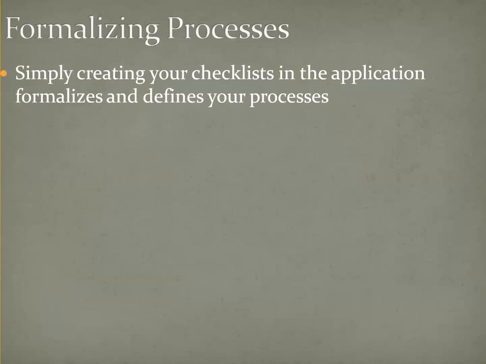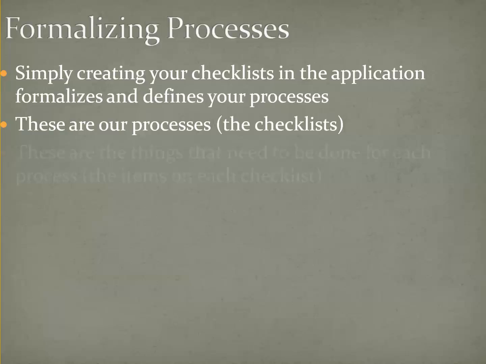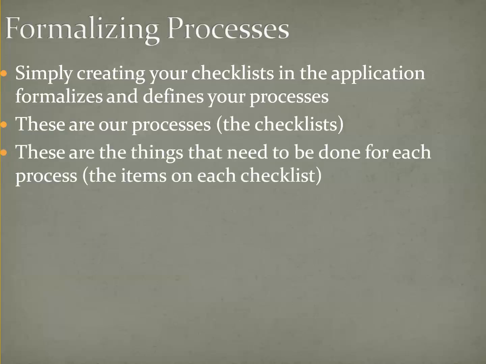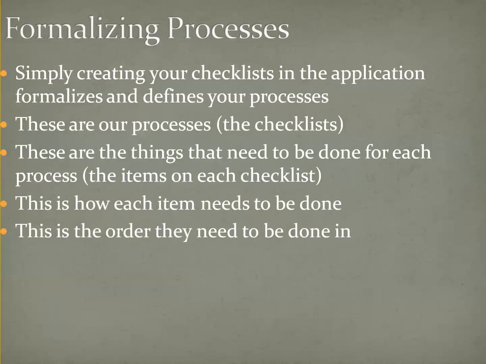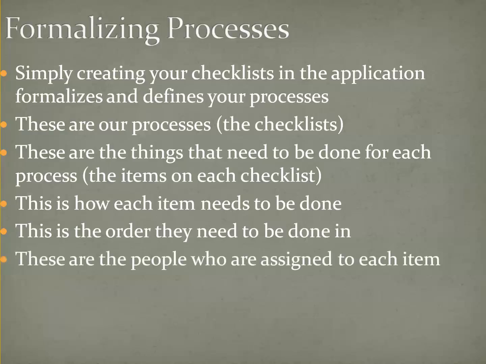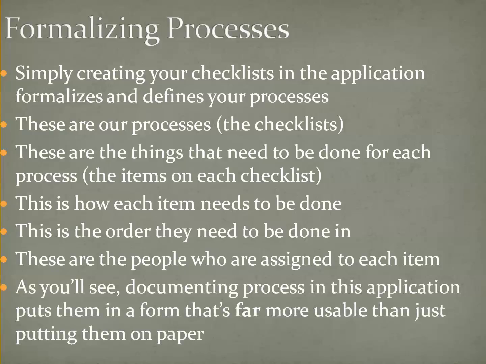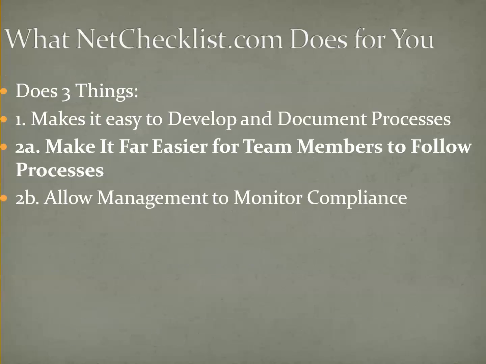So formalizing your processes. In this application, just creating your checklist formalizes and defines your processes. These are our processes, which are the checklists. These are the things that need to be done for each process, the items on each checklist. This is how each item needs to be done. You can put a description for each item. This is the order that they need to be done in. That's managed by task dependencies, which are set up in the checklist. These are the people who are assigned to each item. And as you'll see, documenting processes in this application puts them into a form that's just far more usable than putting them on paper does.